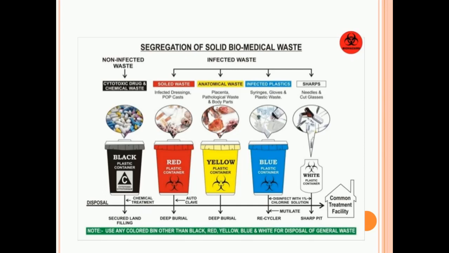In this way, you have the color coding system, and you can see some treatment steps have been highlighted there. If it is the red bin, they go for autoclaving systems. If it is the yellow bin, they go for deep burial systems. If it is the blue bin, they disinfect it with certain disinfecting agents like chlorine. The white bin is handled the same way. And finally, they use it for a sharp pit, or they use recycler units. So these are the treatment facilities that they give for all these kinds of waste.